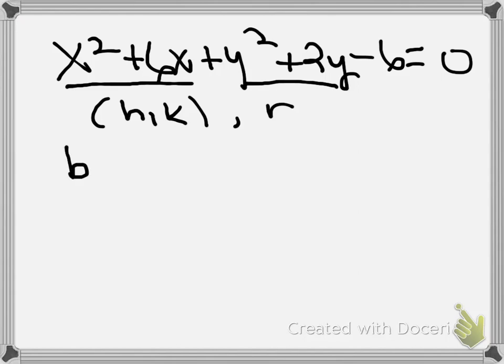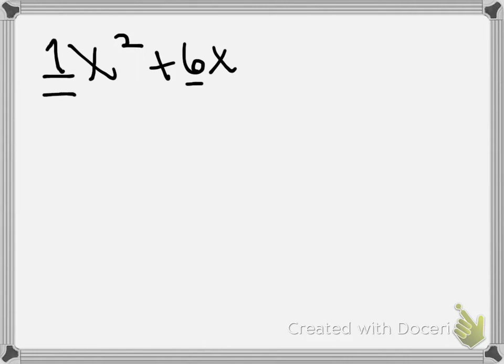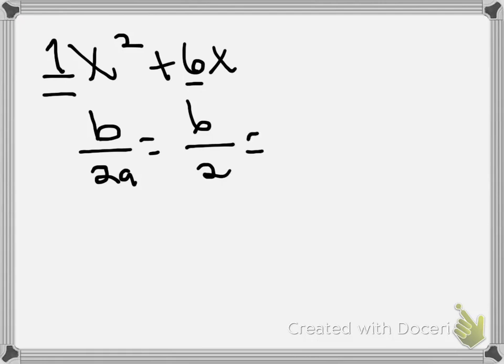Remember, to complete the square, we're going to add the quantity b over 2a, squared, for each of the terms we need to complete the square on. So let's look at the x terms first. We have x squared plus 6x. To find out what to add, we look at b, and a has a coefficient of 1. So b over 2a is equal to 6 over 2, or 3. So I'm going to need to add 3 squared, or 9, to make a perfect square.